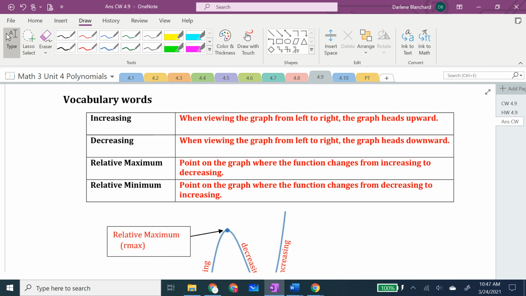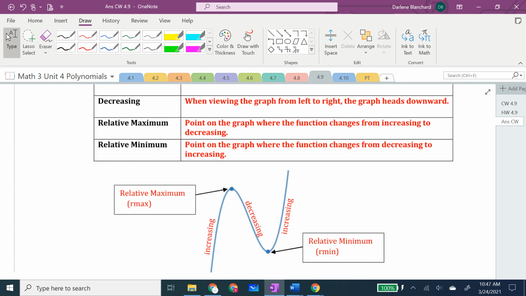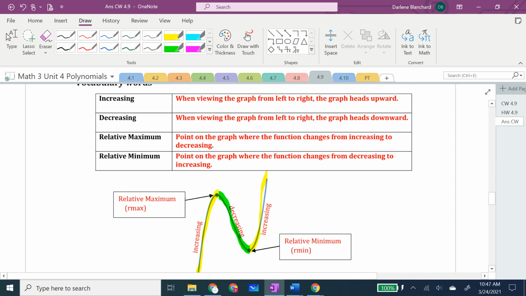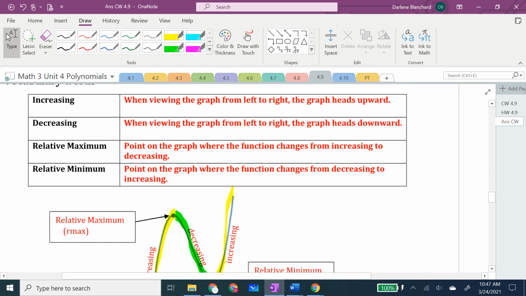A graph is considered to be increasing, which means the function is increasing, if when you go left to right, you are heading upward. So you are always thinking left to right. If I'm going left to right and heading upward, I am increasing. Then I am heading downward, so I am decreasing. And then I change and I am increasing because I'm heading up. So it's about heading upward or downward from left to right.